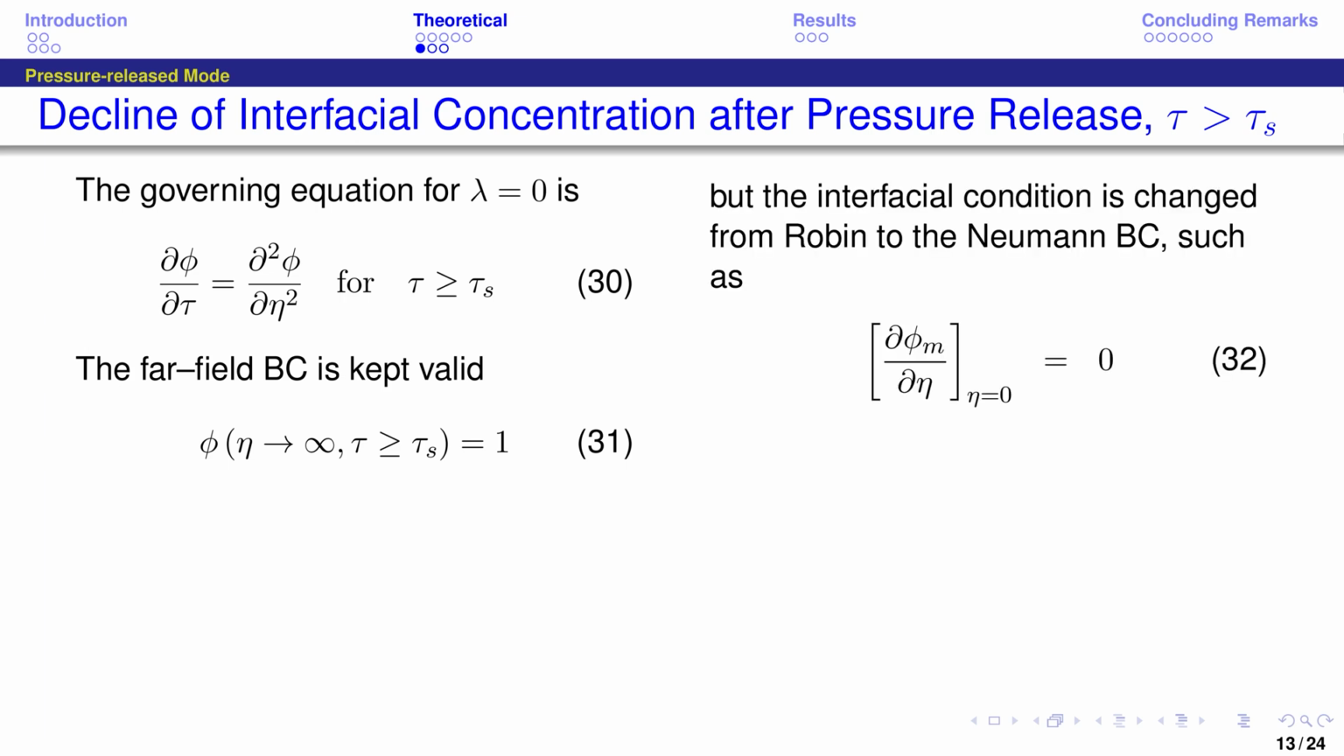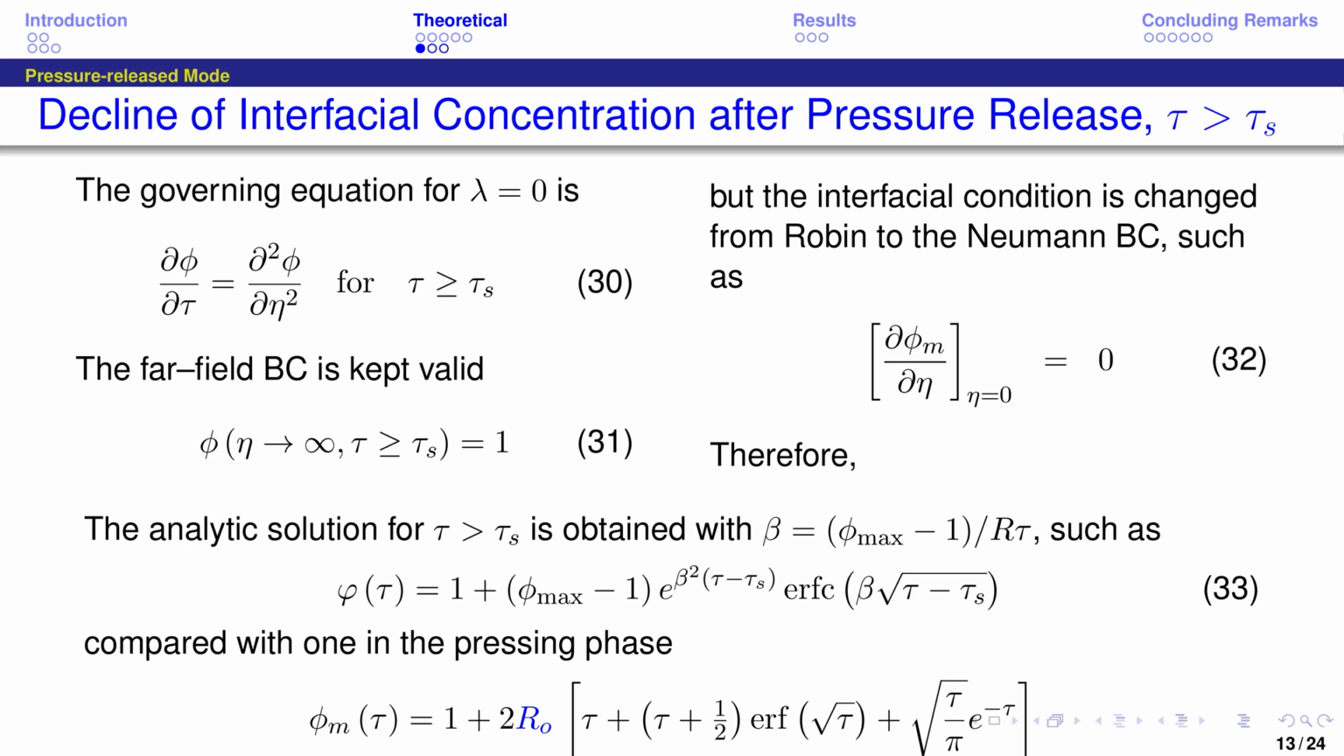The analytic solution of the relaxed phase is derived as follows. Compared to the exact solution of the filtration phase, it is obvious that equation 33 does not have any terms that include the observed rejection. In equation 33, one may notice that the exponential term's exponent is positive. Even so, the complementary error function decreases faster than the exponentially growing term. Therefore, the interfacial concentration after the pressure release rapidly decreases and reaches a quasi-plateau.